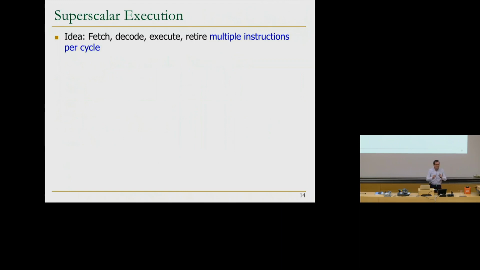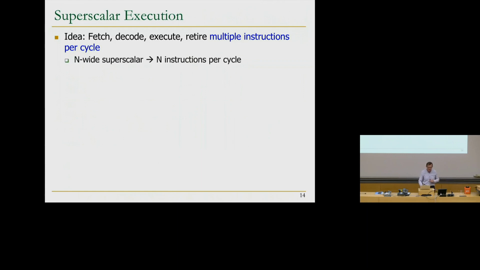You have a machine that doesn't just fetch one instruction per cycle, but does multiple instructions per cycle. It could be 4 instructions per cycle. Some existing machines do 8 instructions per cycle, for example. Clearly, this increases your throughput, right? As opposed to finishing 1 instruction per cycle, you're finishing, hopefully, in the best case, 8 instructions per cycle. That's actually very powerful.